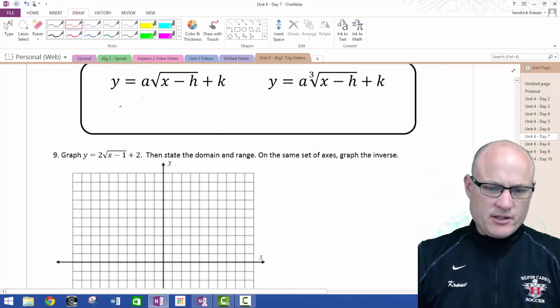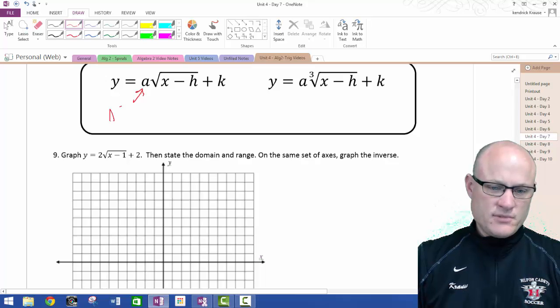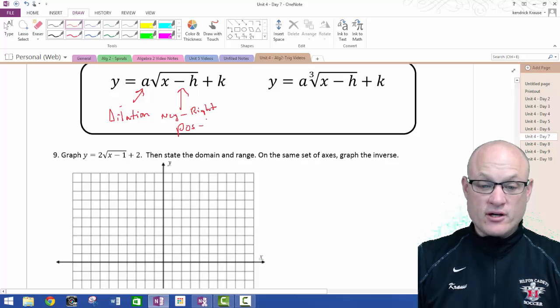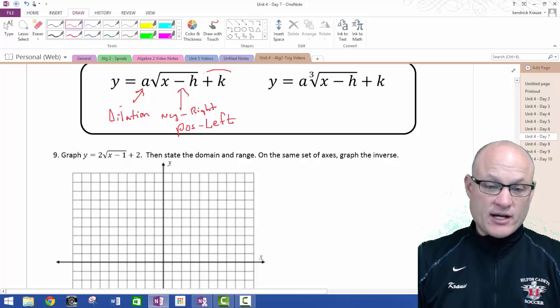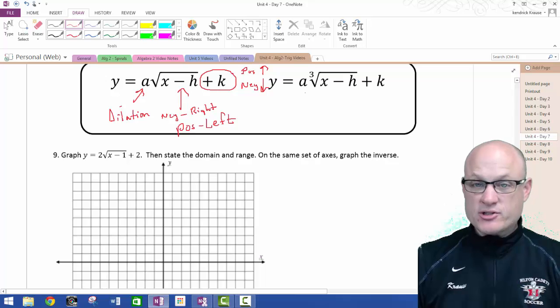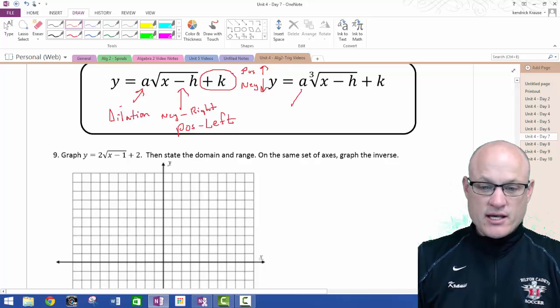So again, we've talked about these. This is a dilation. It's just going to make it go up steeper or shallower. This will be a shift. If it's negative, it shifts it to the right, and that's backwards from what you might think. If it's positive, it shifts it to the left. This number on the outside is a vertical shift. If it's positive, it's going to go up. And if it's negative, it's going to go down. Nothing changes over here. A, it's a dilation.